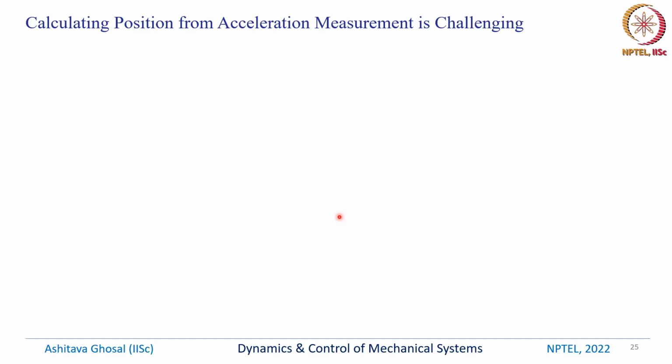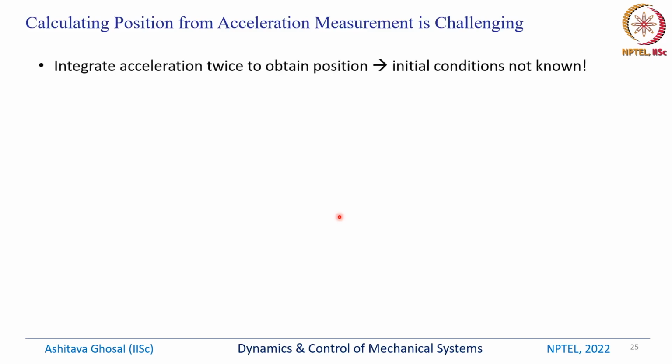Once we know the acceleration from this device, can we calculate the position of this device? Because eventually we would like to have position, velocity, and acceleration linear components. Okay, so it turns out that it is very hard. It is not so easy to compute the position of this object if I know the acceleration.